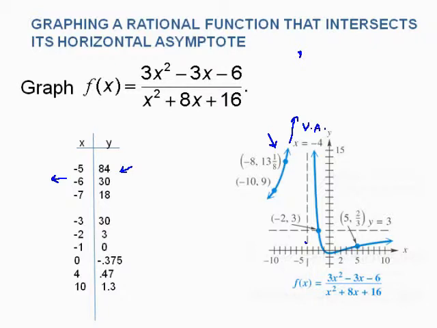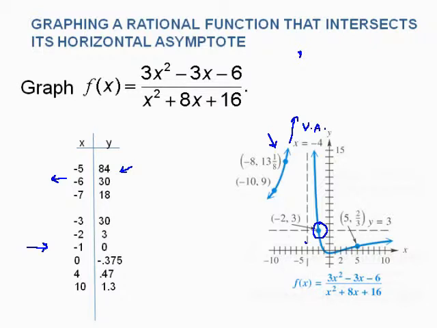Then I took some points to the right of the VA here, and notice, as promised, at (-2, 3) is where it crosses that horizontal asymptote. This one even dips below the x-axis and comes back up here, as you can see. So you want to take enough points to the left and right to see the graph as it comes back and approaches the horizontal asymptote.